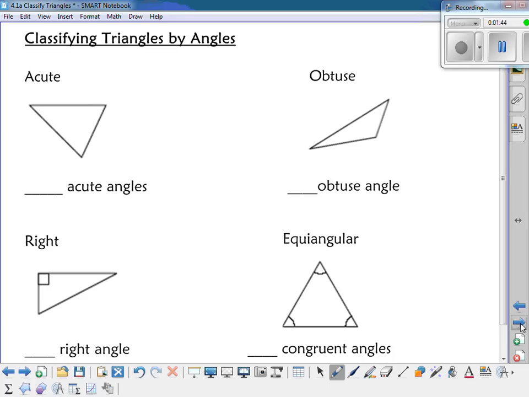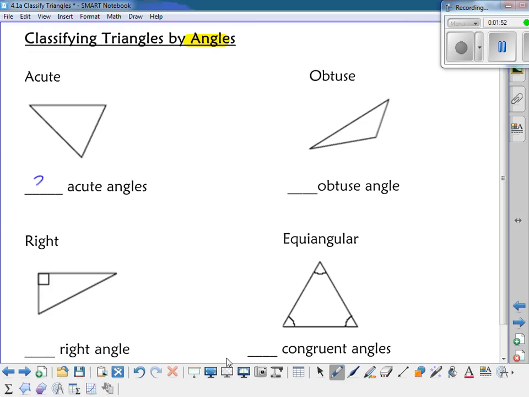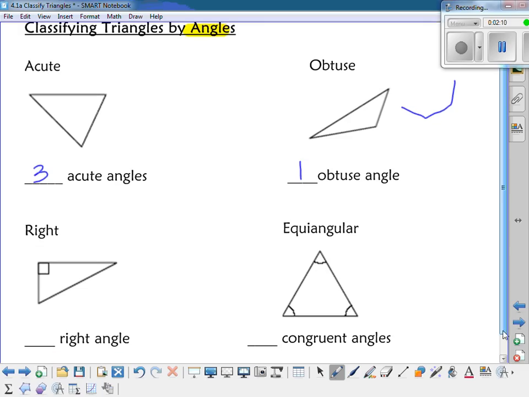Okay, and then we talk about classifying by angles. An acute triangle has three acute angles. Every single angle is less than 90 degrees. If we have an obtuse triangle, that means that there is one obtuse angle. It would be impossible to have two obtuse angles because if you did that, then your triangle would never close. So there can be only one obtuse angle.